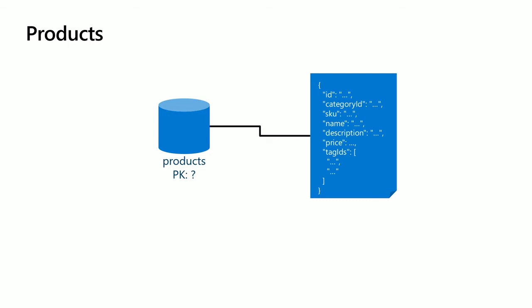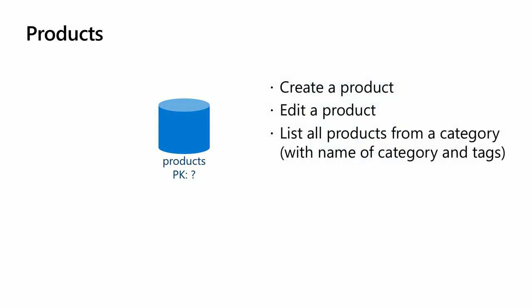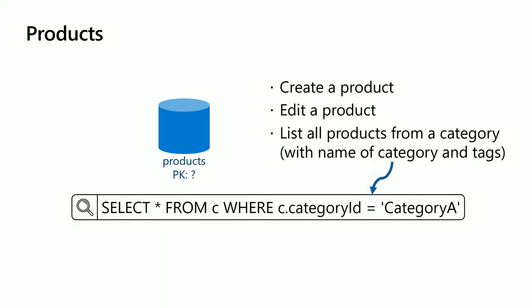Let's look at the access patterns to decide on the partition key. I should obviously be able to create and edit a product, but the interesting query here is listing all the products from a category. That's typically how my customers are going to browse the website. They click on the category, and then we list all the products corresponding to that category. And obviously, in order to be user-friendly, when I return a product, the customer is expected to see the full name of the category and the full name of all the corresponding tags. The SQL query here to get all the products for a category would be SELECT * FROM c WHERE c.categoryId equals, well, the category ID I'm looking for.